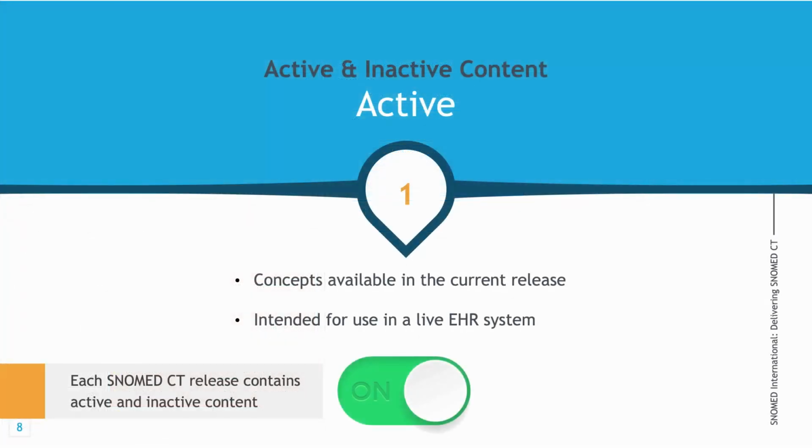Just a quick note regarding active and inactive concepts. All active concepts are those in the current release of SNOMED CT, which are intended for use in live systems. SNOMED CT is structured and managed in such a way that any concepts ever to appear in a release will remain in the data files forever. If these concepts are not intended for current use, they are marked inactive in the current release.